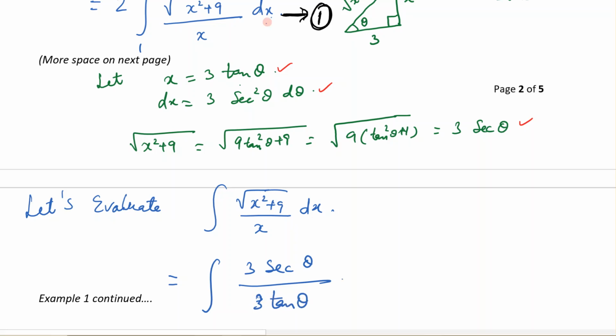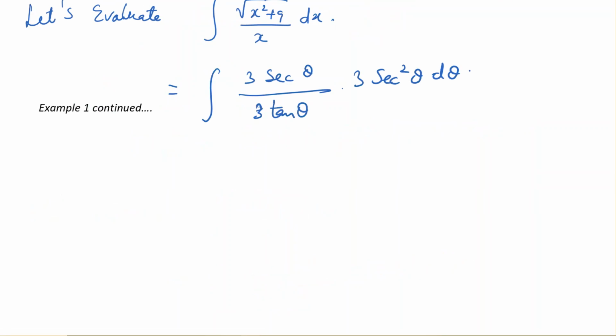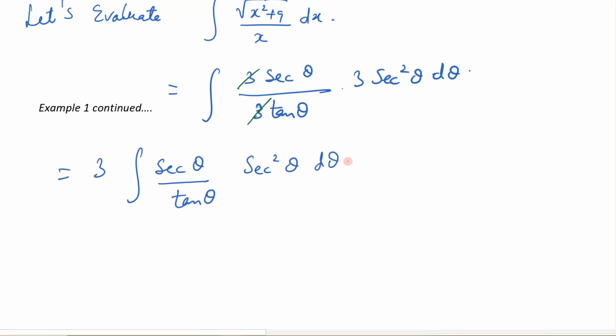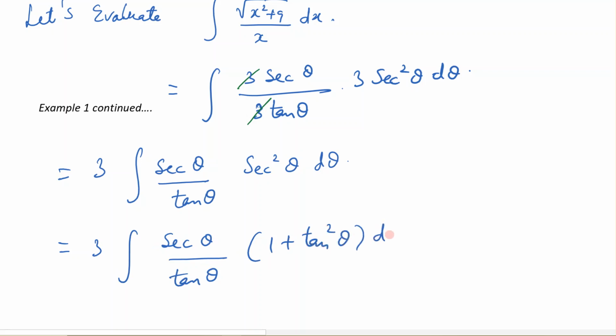And dx is replaced by 3 secant squared theta d theta. Here we notice that the 3 and 3 cancel, and we are left with secant theta over tangent theta times secant squared theta d theta. And now for this secant squared theta, I'm going to use the identity that secant squared theta is equal to 1 plus tangent squared theta, d theta.